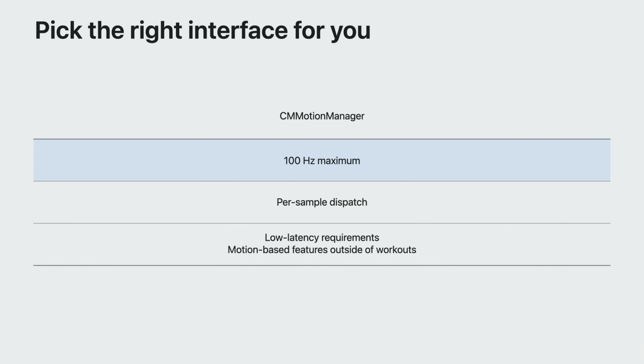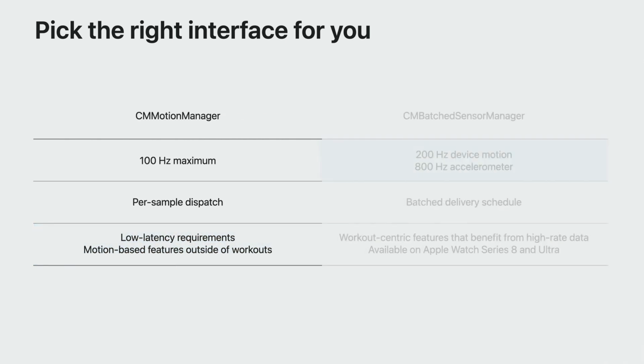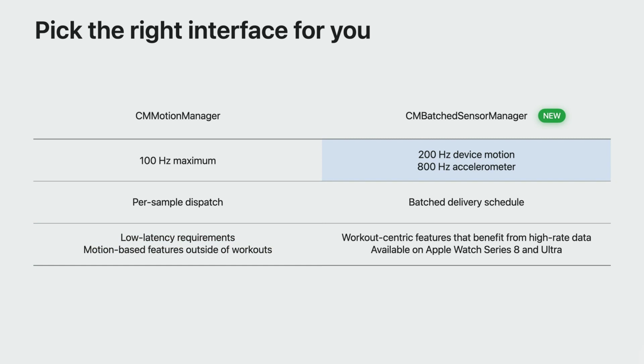To summarize, the same device motion algorithms provide data to you in a couple different ways. CMMotionManager delivers data at a maximum of 100 Hz on a per-sample basis. This makes it a really great choice if you have low latency requirements on a sub-second scale or have motion-based features outside of workouts. The new CMBatchSensorManager delivers data at higher rates, with caps of 200 Hz device motion and 800 Hz accelerometer on a batch schedule, delivering a batch of data per second. This makes it useful for workout-centric features that can benefit from high-rate data. It's available on Apple Watch Series 8 and Ultra.